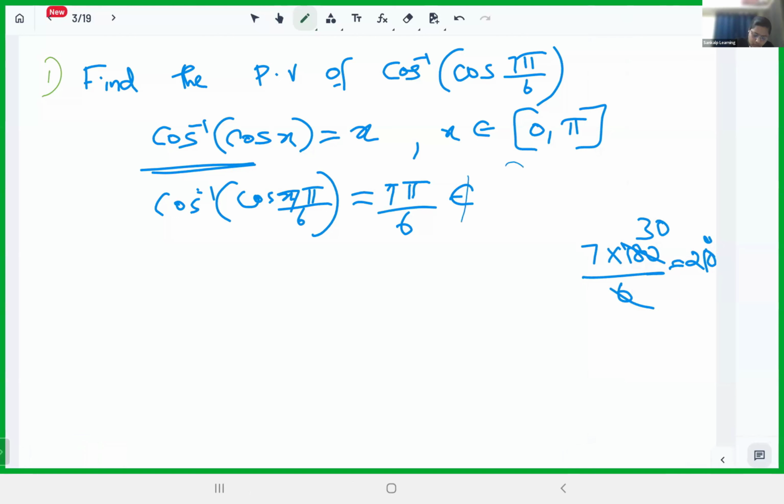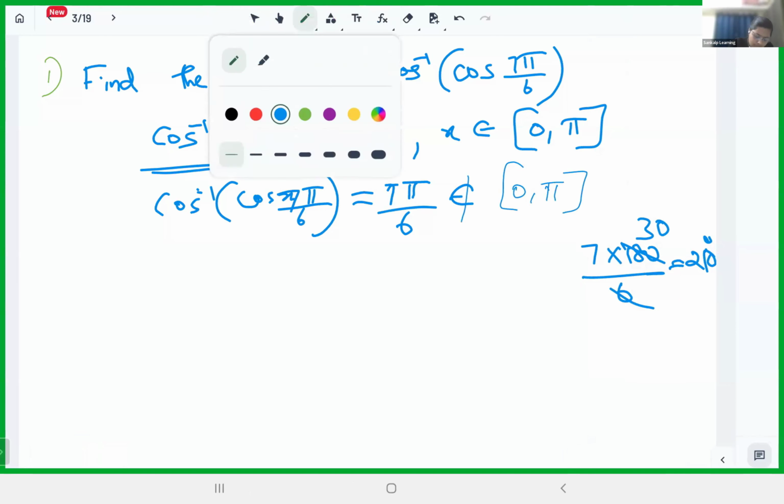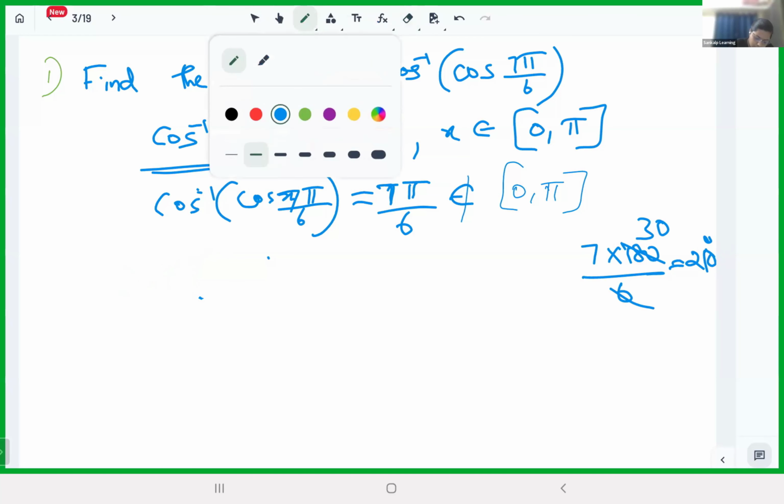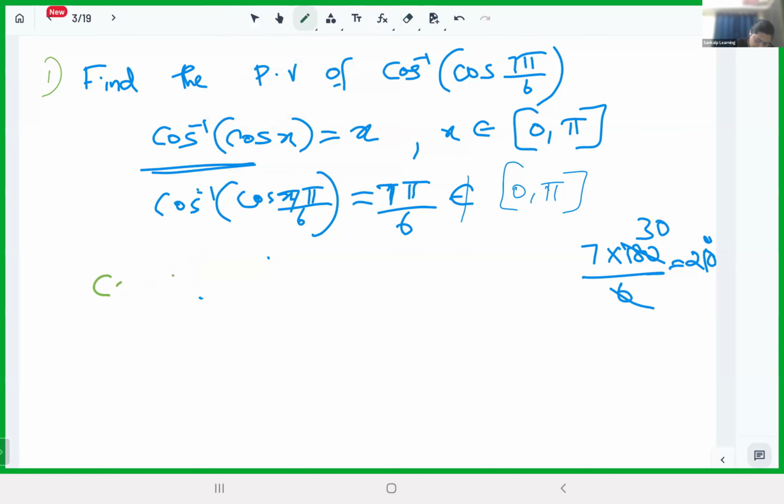So what you have to do, you have to find out the equivalent angle of 7 pi by 6 that belongs to this particular range, or the principal value branch of cos inverse. So how will you find out the equivalent angle of 7 pi by 6? You have to apply the reduction formula, right? So how will you write this cos 7 pi by 6? Cos inverse of cos 7 pi by 6. Okay. So I'll start just with the cos 7 pi by 6, otherwise you'll get confused. So here I'm considering only this portion of 7 pi by 6.